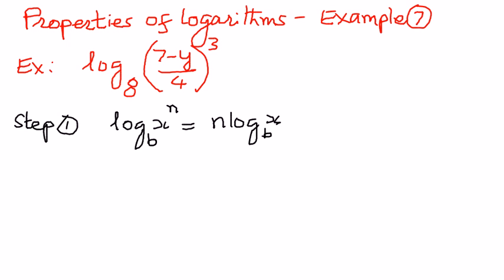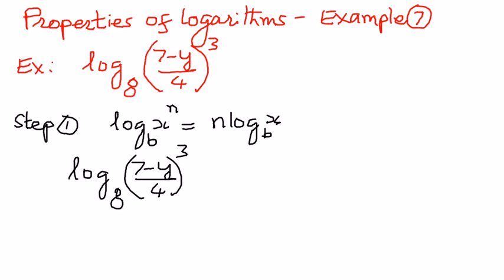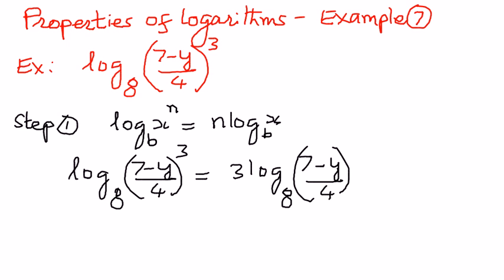So we have the given expression: log of (7 minus y) divided by 4, the whole thing raised to the power of 3, to the base 8. Let me write that here. We can write this as 3 log of (7 minus y) divided by 4 to the base 8, like that. And as you can see, for this part alone, we can apply another rule. We can apply the quotient rule.